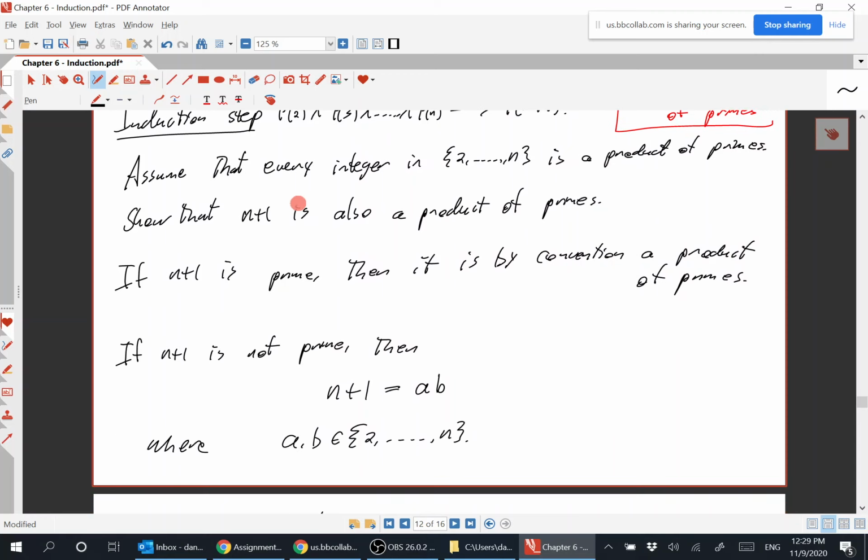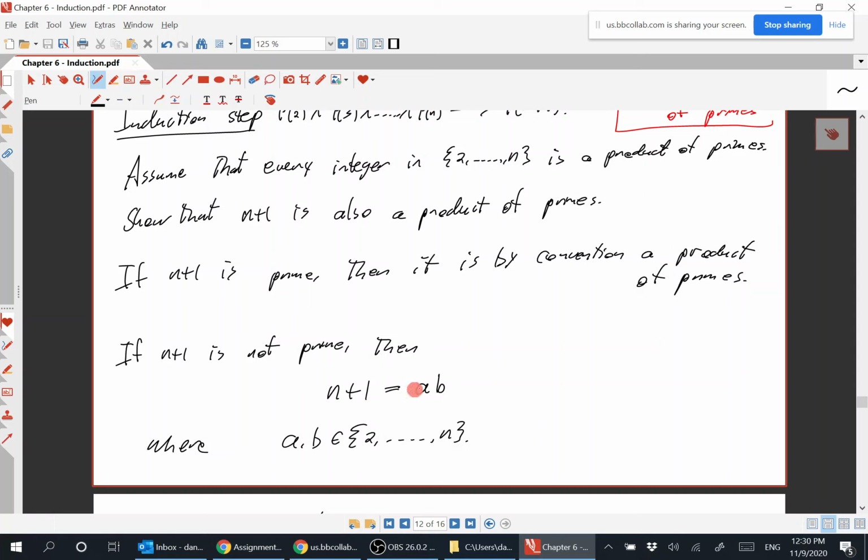Okay, and from there it goes like this. If n plus 1 is prime, then you're done. The convention is that a prime by itself is a product of primes. If n plus 1 is not prime, well, what does not prime mean? Well, it means different things, but one way to think of it is that it's a product of two smaller numbers. A prime number is a number that's divisible just by 1 and itself, so you can't write it as a product of two smaller numbers. It's only when you're not prime that you can do that.